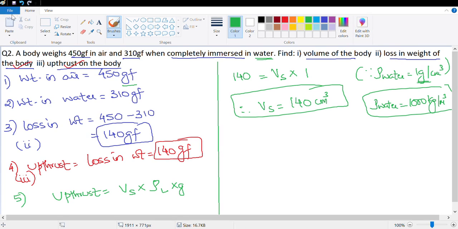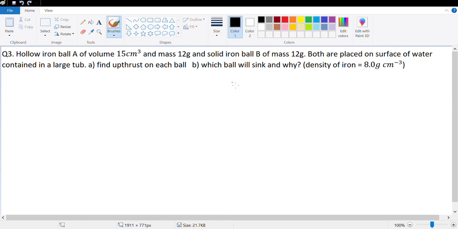Let's look at the next question. The next question that we do is question number 3. In fact, we'll be doing all the numericals here. Hollow iron ball A of volume 15 centimeter cube and mass 12 gram, and solid iron ball B of mass 12 gram. Both are placed on surface of water contained in a large tub. Okay, so let's talk about A and this for B.